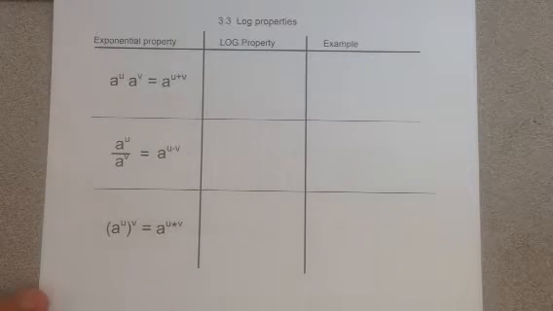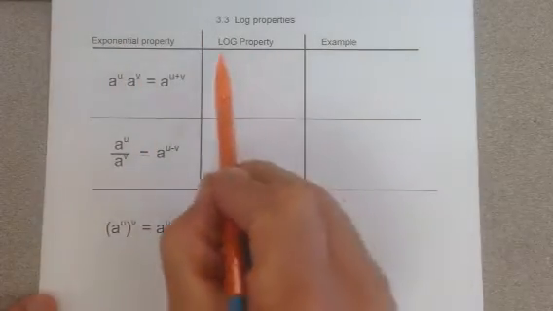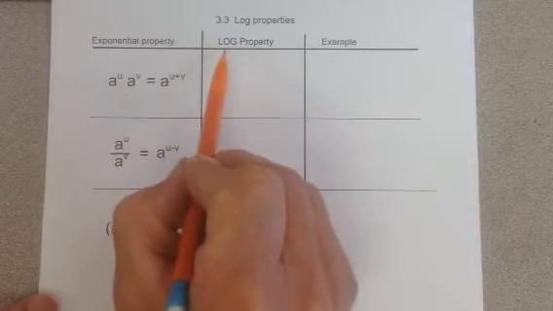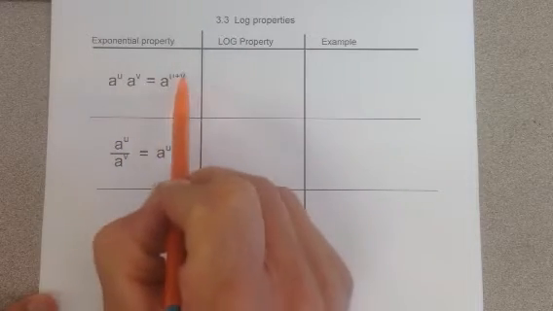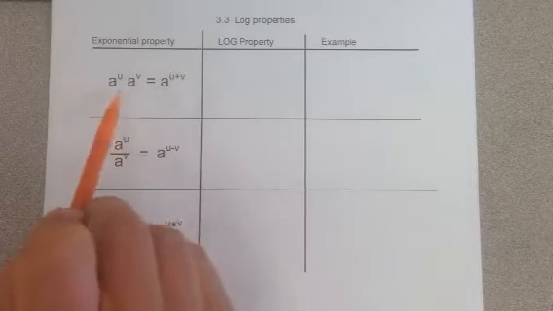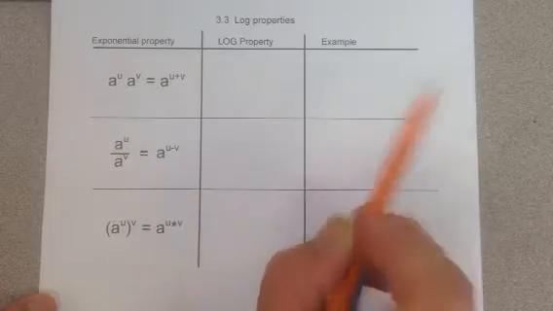Okay, this is chapter 3.3, properties of logs. Because a log is a lot like exponents, it's basically exponents in reverse, there is an exponential property and then there's a kind of a corresponding log property that goes with it. So I'm going to describe these in terms of the exponential property. I'm going to show you a log property, then I'll give you an example.